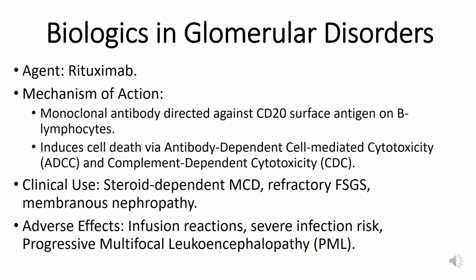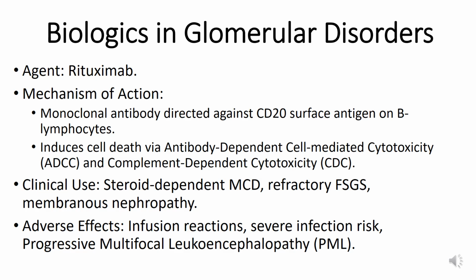Another mechanism is complement-dependent cytotoxicity, or CDC. Here, activation of the complement system creates membrane damage. The targeted B cells are ultimately destroyed. Together, these mechanisms produce effective B cell depletion. As B cell numbers fall, antibody production decreases. Immune-mediated inflammation also declines. This can help preserve glomerular function.